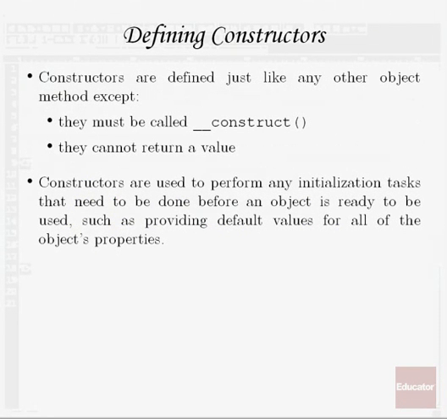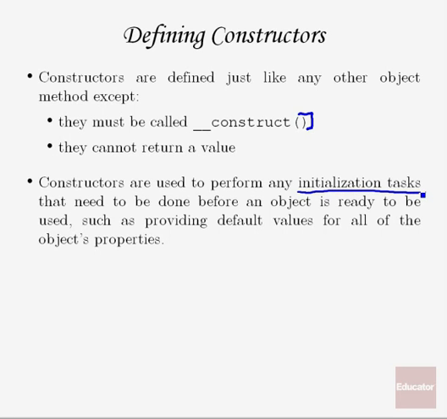So constructors can be defined just like any other object method. As we mentioned, they have to have this specific name here to be called automatically. One thing they can't do is return a value. But as far as methods go, they can do pretty much the same thing as other object methods and functions can do. They can accept parameters, and they can perform operations within them. Typically, a constructor is used to perform initialization tasks that need to be done before an object is ready to use.